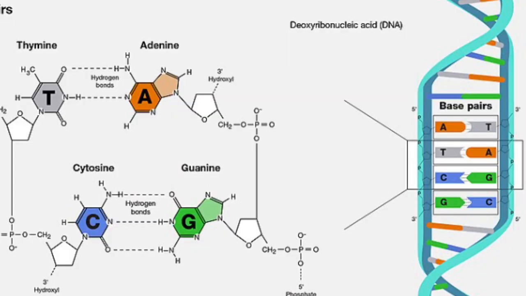What's vital that you remember is that each base has a corresponding base pair. And the bases are usually paired as follows. Adenine binds with thymine, and guanine binds to cytosine.